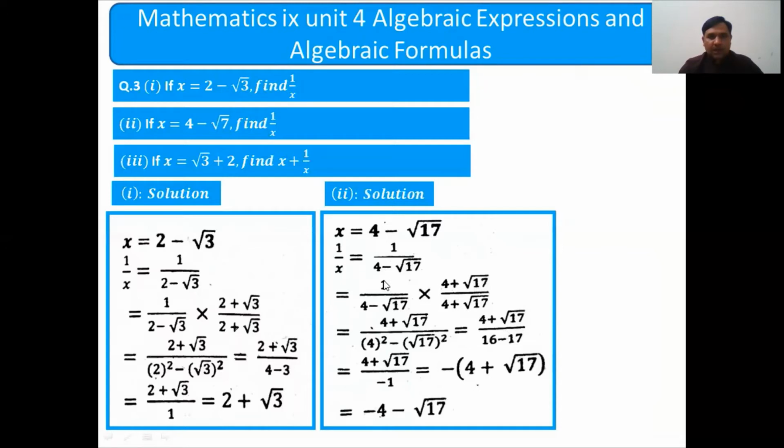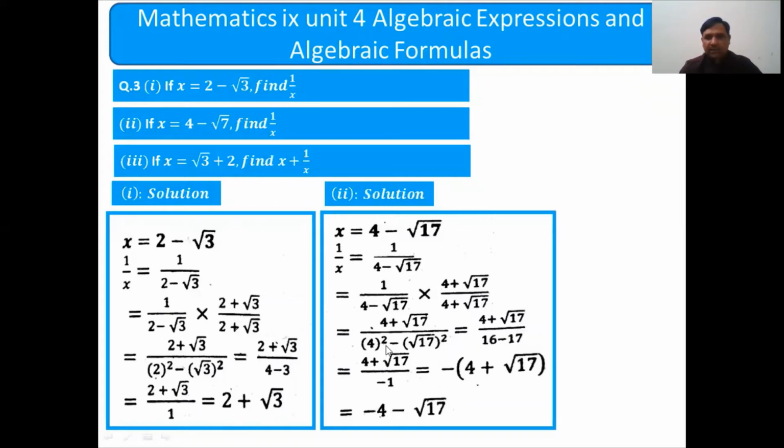So multiplying and dividing with the conjugate, we have this expression. When we multiply this expression with 1, we have 4 plus square root of 17 in the numerator, and in the denominator we have a minus b and a plus b. You can use the formula a square minus b square. So here a is 4 and b is square root of 17. So 4 square minus square root of 17 whole square.